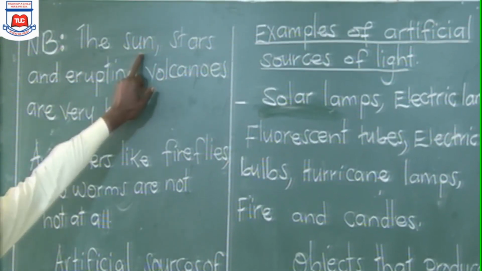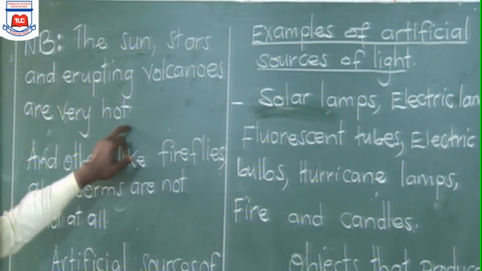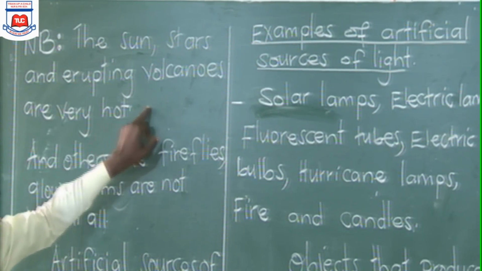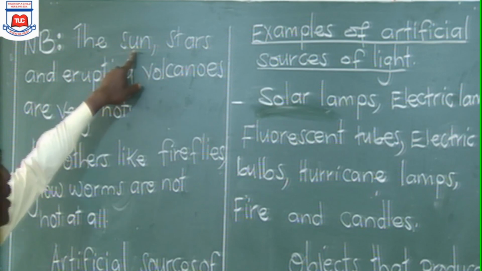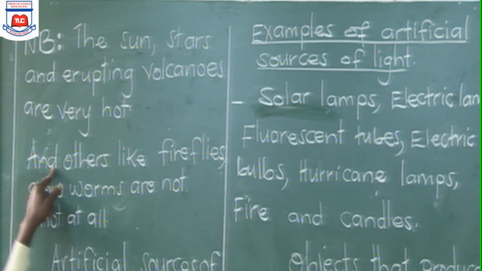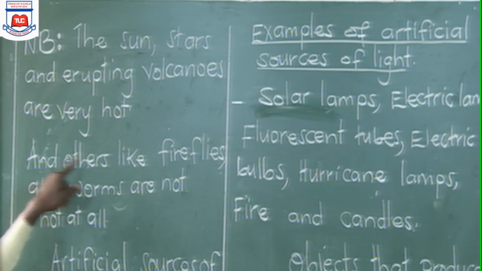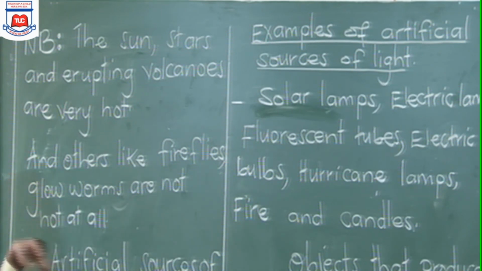We say the sun, the stars, and the erupting volcanoes are very hot. These examples of natural sources of light are very hot. Then we have others, the fireflies and the glowworms. These ones are not very hot at all. They are not hot at all.